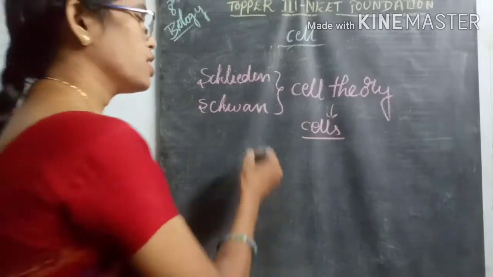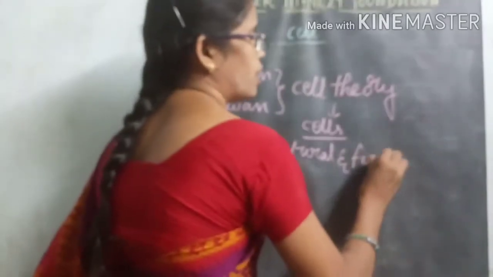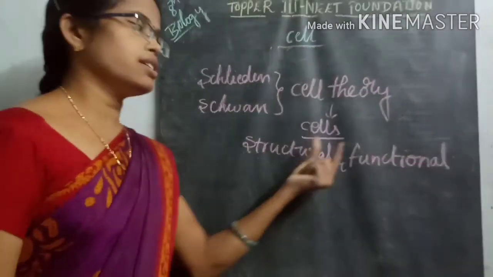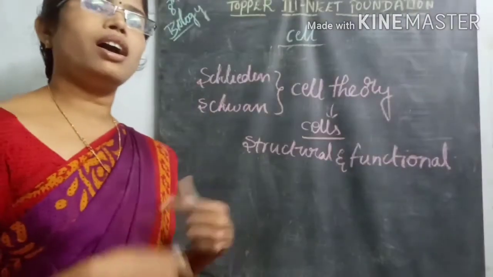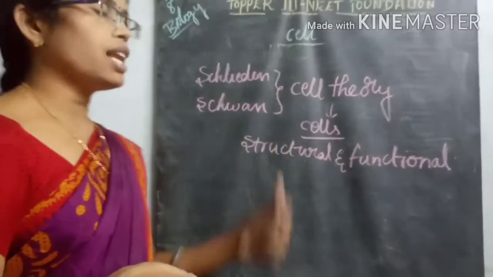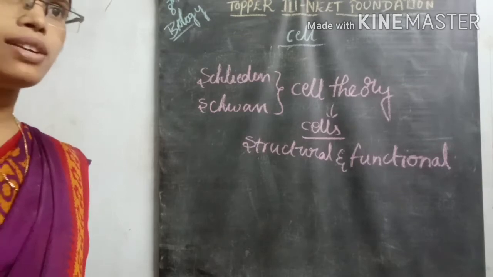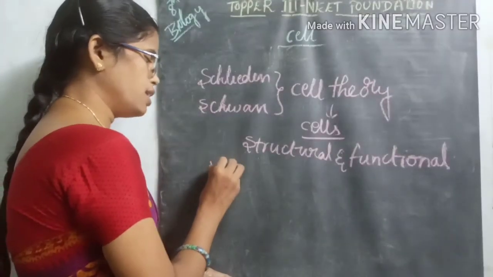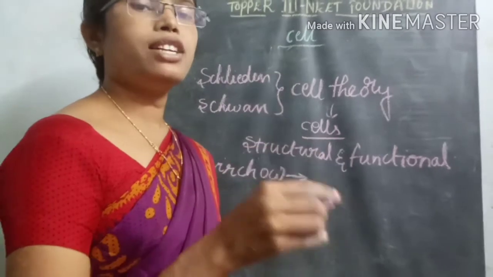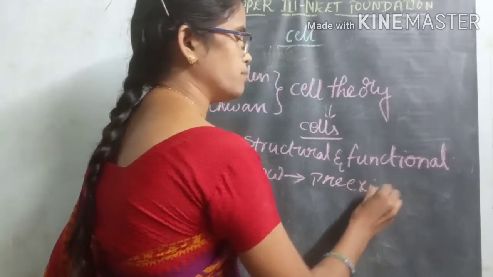The cell is the structural and functional unit of life. The cells are the structural and functional unit of life. Many cells combine together to form a complex organism. But this cell theory failed to explain how cells arise. That was proposed by another scientist called Rudolf Virchow. He proposed that cells arise from pre-existing cells. New cells arise from pre-existing cells.